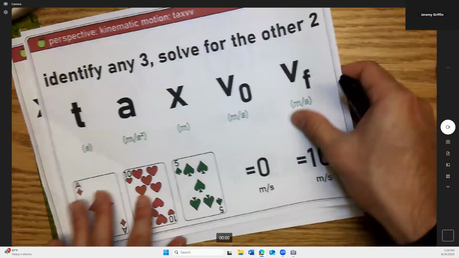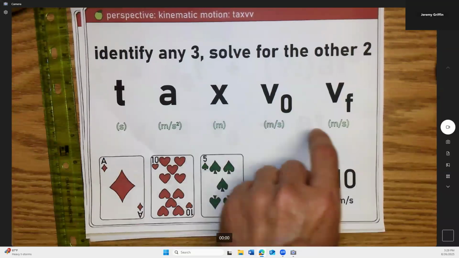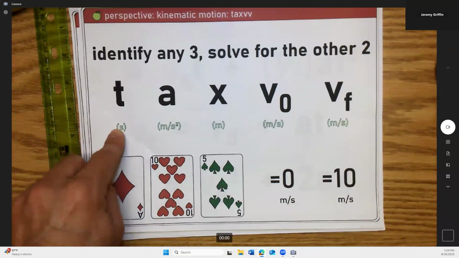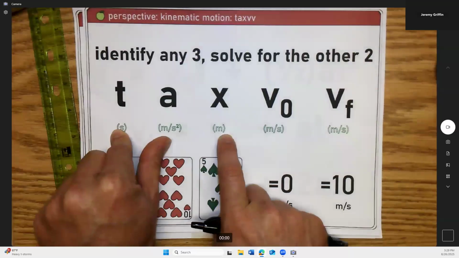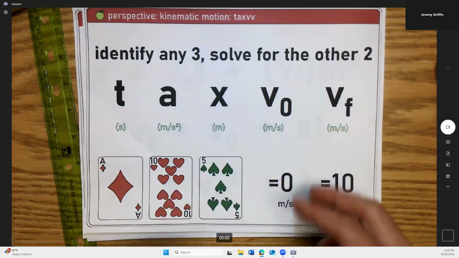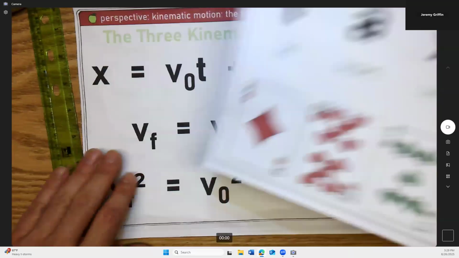Here's a general rule. You guys remember we have these 5 variables floating around: time, acceleration, displacement, initial velocity, final velocity. If you can identify 3 of these within any question, the other 2 become solvable. So if you know how much time has passed and how far something went, and the acceleration, you can figure out how fast it started, how fast it ends, or any of these things. All right, so there you go. I think we did pretty good right there.